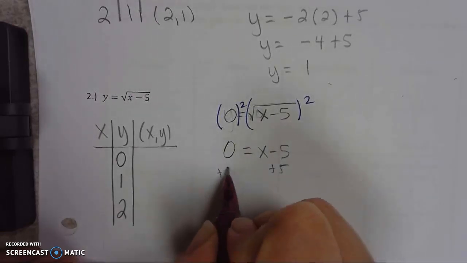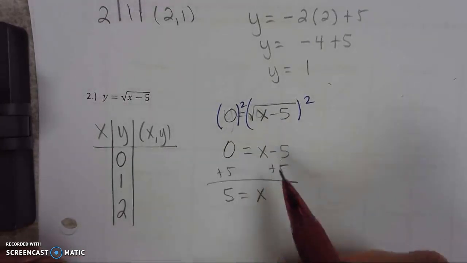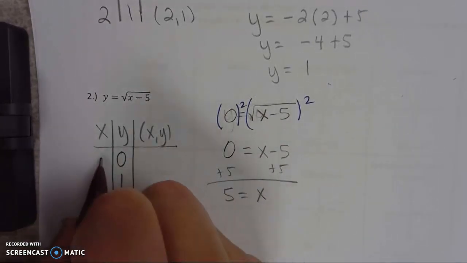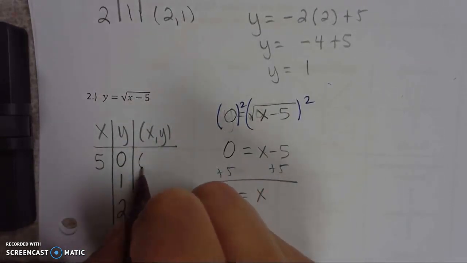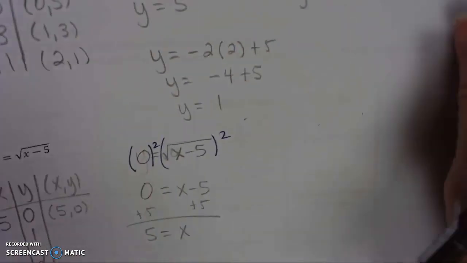I'm going to add 5 to both sides to find that when y is 0, x is 5. Then I'm going to fill it in over here and get my coordinate.